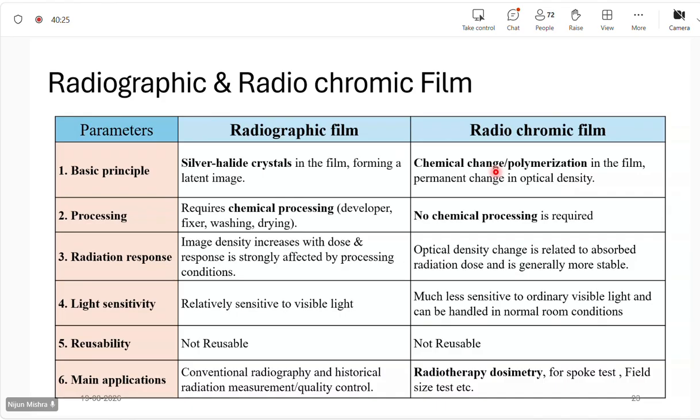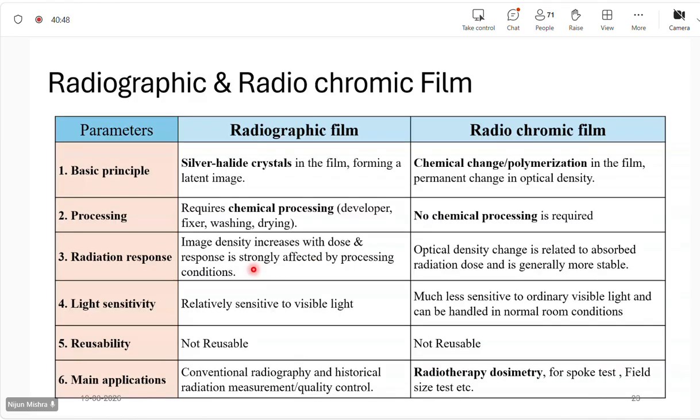They are made up of certain kinds of chemicals that get polymerized after irradiation. Radiographic film requires chemical processing, and here no chemical processing is required. Radiation response: image density increases with the dose. Response is strongly affected by processing conditions.